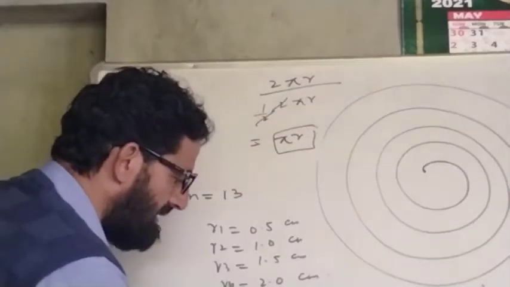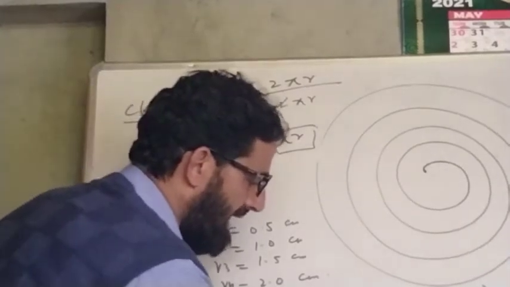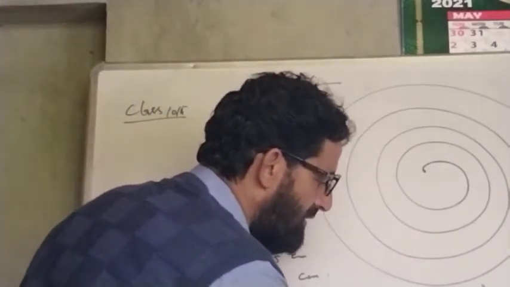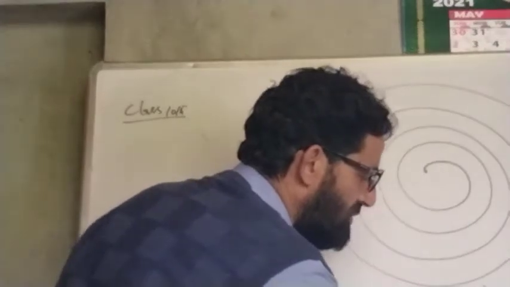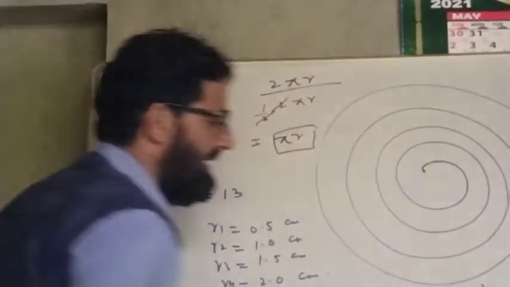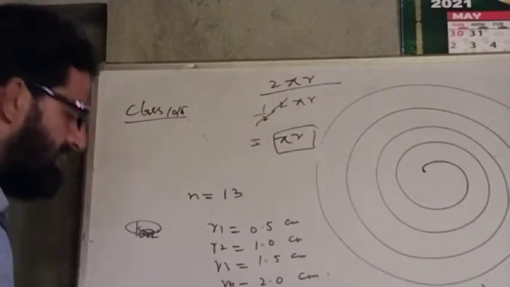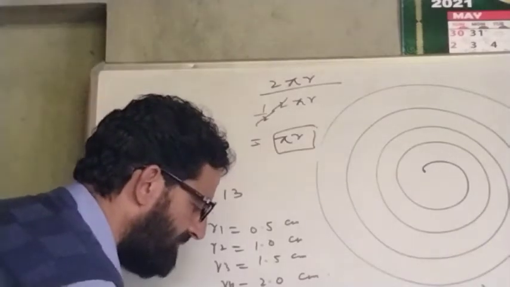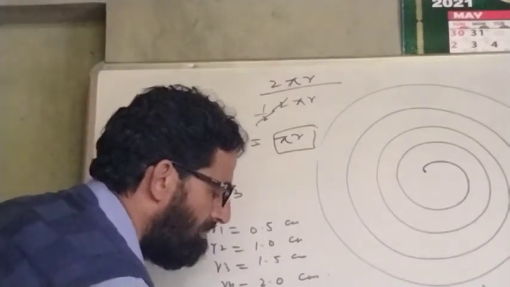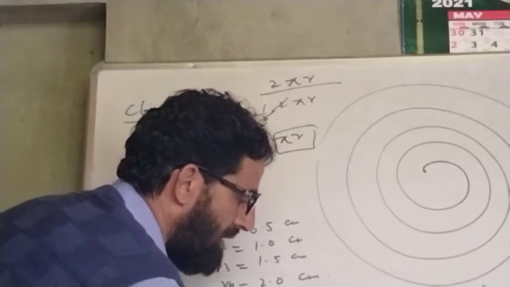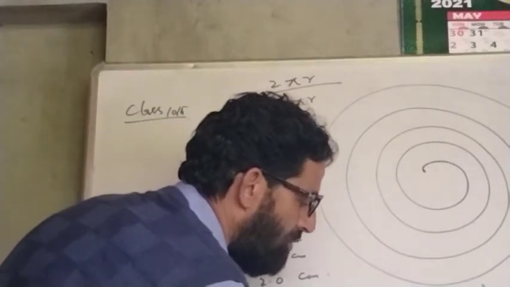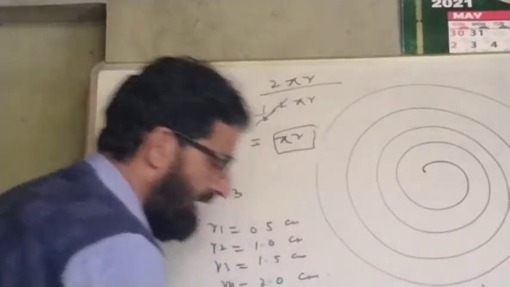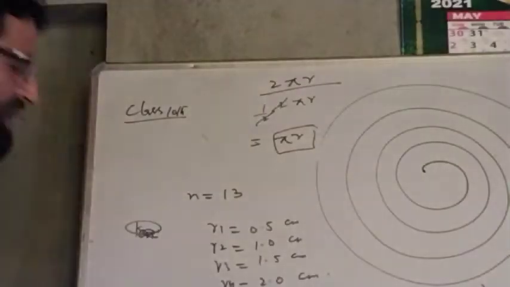Similarly, length of fourth semicircle, again pi r. This is pi into r, this time 2. So this is 2 pi centimeter. So what is the AP format here? It is 0.5 pi, comma pi, comma 1.5 pi, comma 2 pi, and so on. There are 13 such semicircles. So this is an AP.